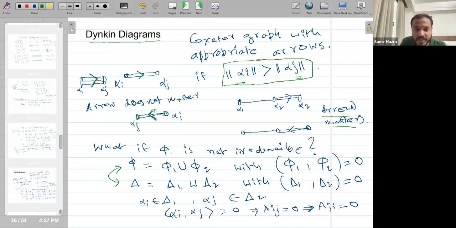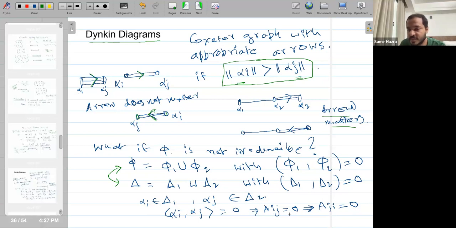So now suppose this is the case, phi is reducible. We can write the base as a disjoint union of simple roots with this orthogonality condition. Now take alpha i from the first collection and alpha j from the second collection. Since this orthogonality condition holds, the inner product of alpha i and alpha j must be equal to 0. And now what is that? This is nothing but Aij, which is the ijth entry in the Cartan matrix, and that entry must be 0.